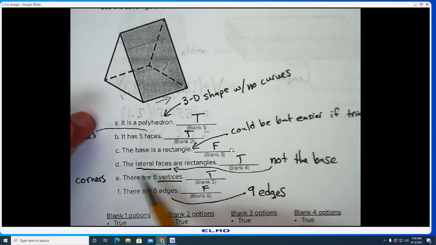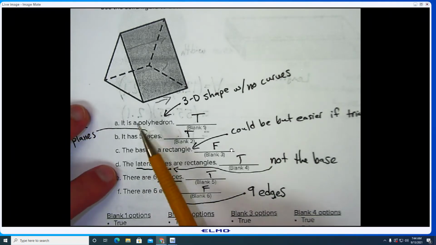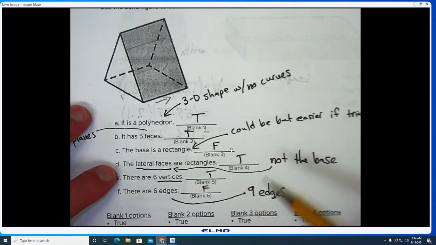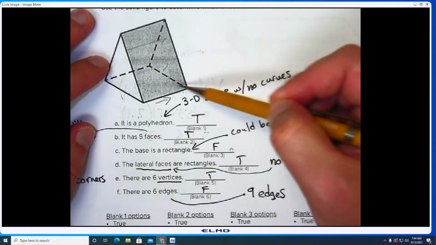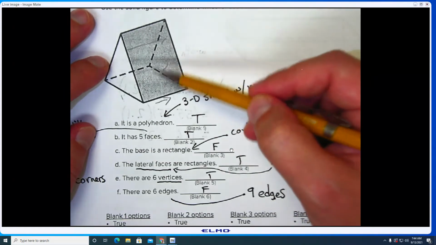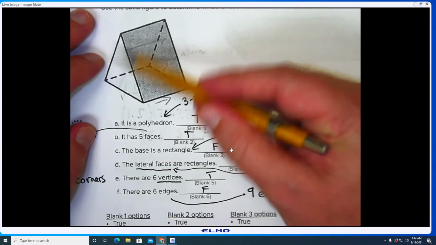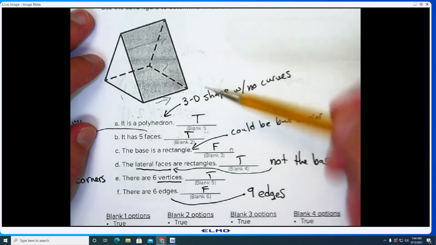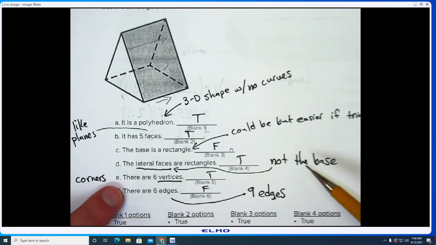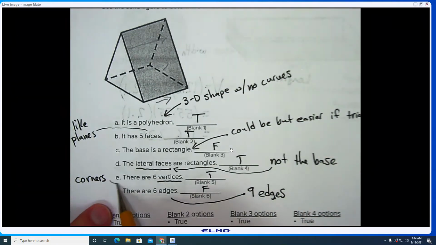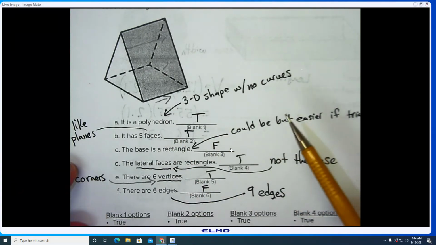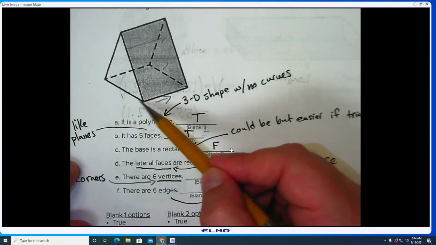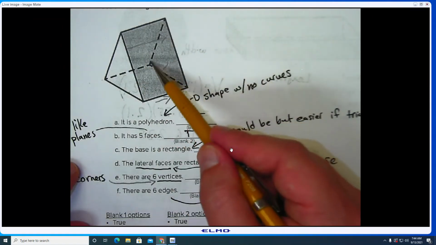Okay, so a lateral face are the faces that are not the base. So if we're assuming the base is this triangle, and this triangle right here is kind of an extension of that base, then these sides are the lateral faces, and those are rectangles. There are 6 vertices. Vertice is another name for corner. It's where 2 edges meet. And how many vertices, how many corners do we have? 1, 2, 3, and then 4, 5, 6.